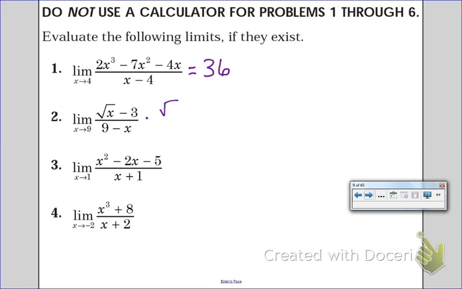So you have to multiply by the conjugate, and the conjugate's always the conjugate of the one with the square root. So the conjugate of the square root of x minus 3 is the square root of x plus 3 over the square root of x plus 3.